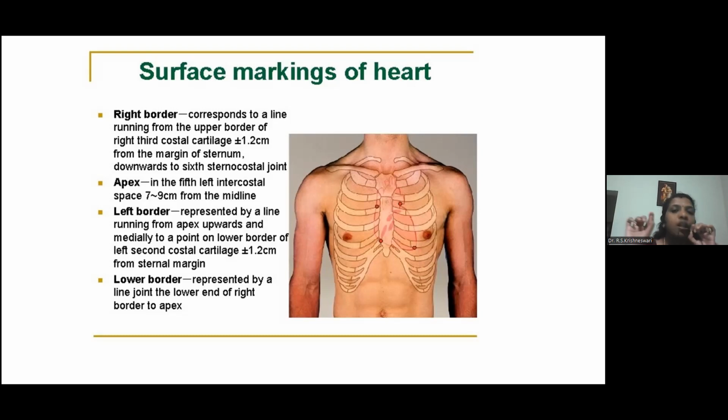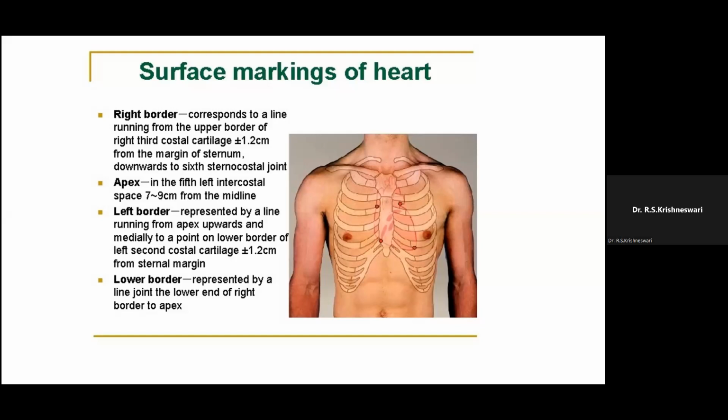And we are joining all these points so that we will get the right lateral border, left lateral border, and also the upper border of the heart. And when we join the apex with the point which is on the right side, which marks the tricuspid valve, you will get the surface anatomy of the heart. So these are the 4 points.